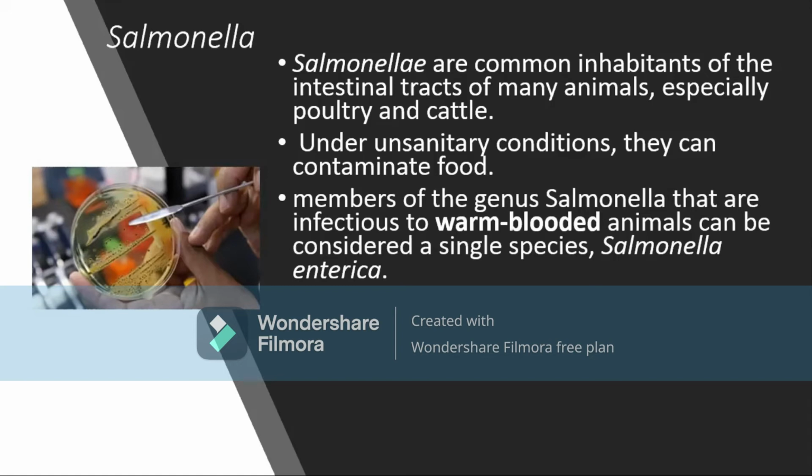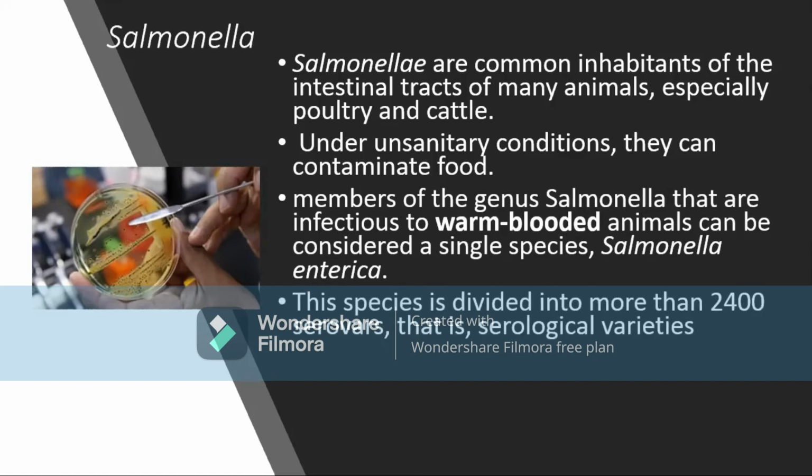So mostly they are responsible for causing infection in warm-blooded animals, and those which cause infection in warm-blooded animals are considered a single species, known as Salmonella enterica. This species is then further divided into 2400 serovars. And I told you what serovars means: these serovars differ in their serology, meaning the components of the cell walls and the reaction of your immune system to these serotypes. So they are different in terms of their surface chemistry.